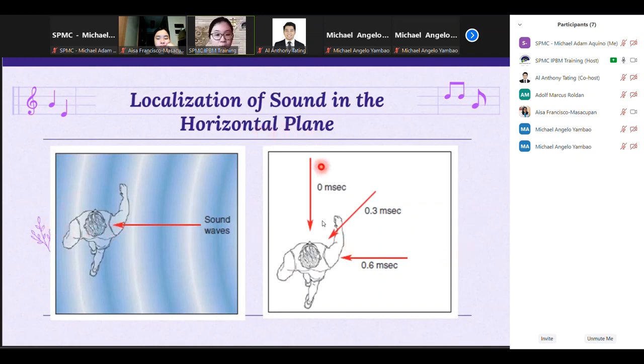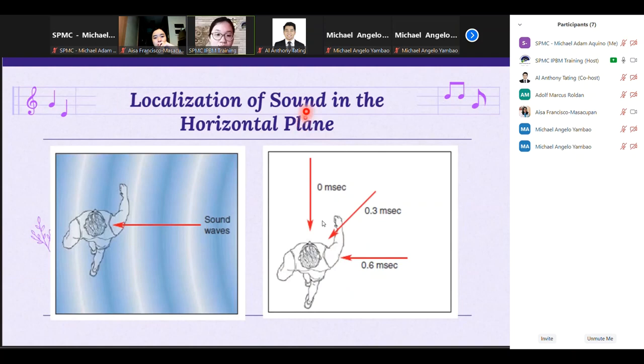So this is when we are listening to sound in the horizontal plane. There is a difference also depending on the direction of the sound. This one, the example earlier, is directly perpendicular. If it comes at an angle, it will be a little bit harder to determine where the sound is coming from, but there is still a significant delay. The 0.3 milliseconds can still be perceived, so we can still know where the sound is.